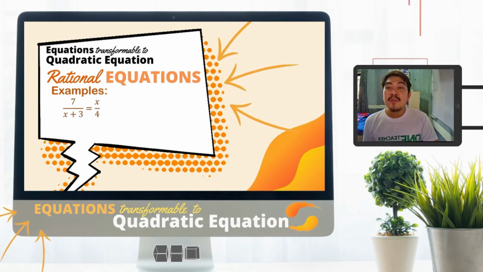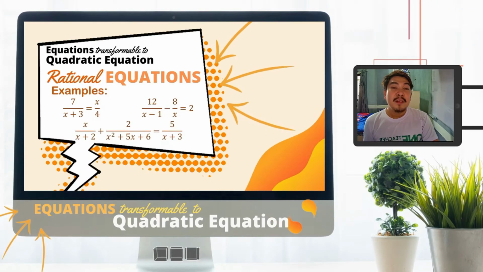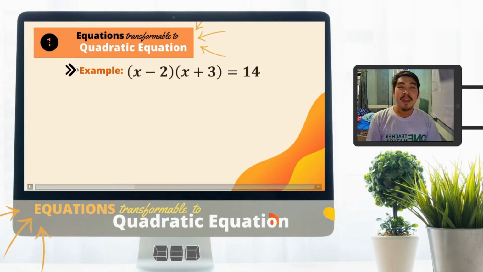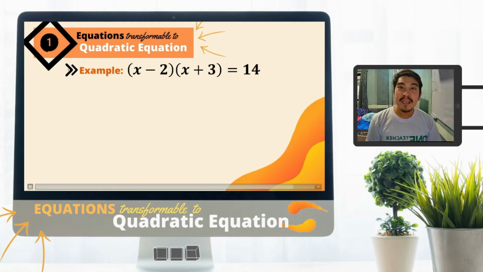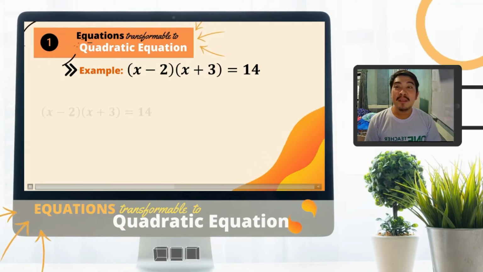Ayan. Si 7 over x plus 3 is equal to x over 4. Same with this 2. Okay? Yan. So let us have example number 1 given by x minus 2 times x plus 3 is equal to 14. Sa unang tingin, parang hindi quadratic equation, pero let us simplify using the FOIL method.